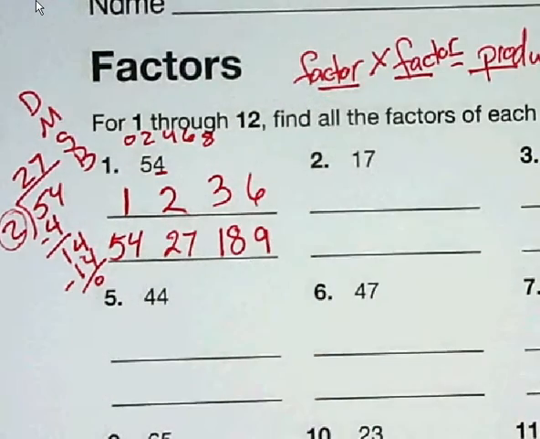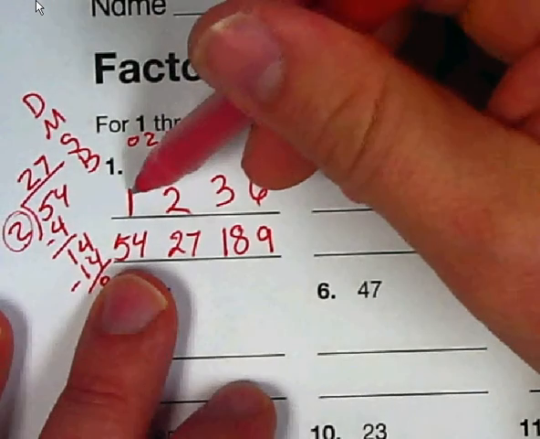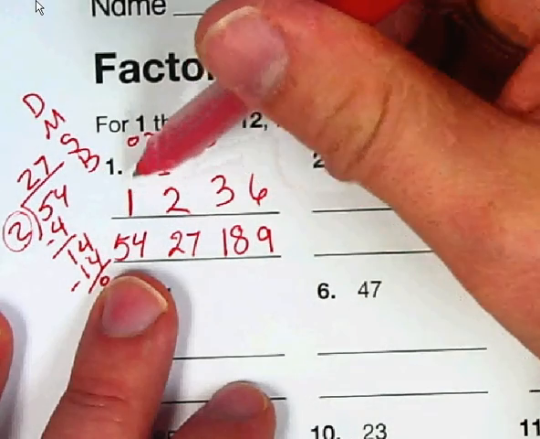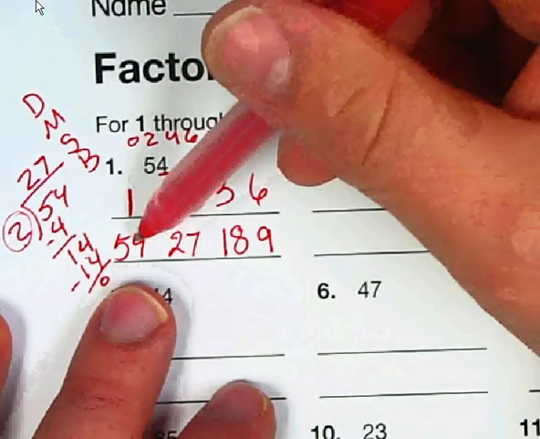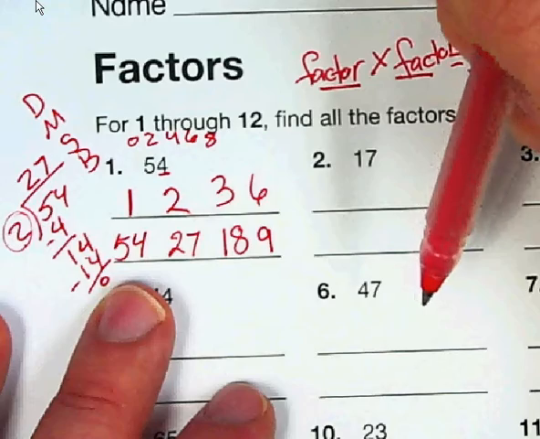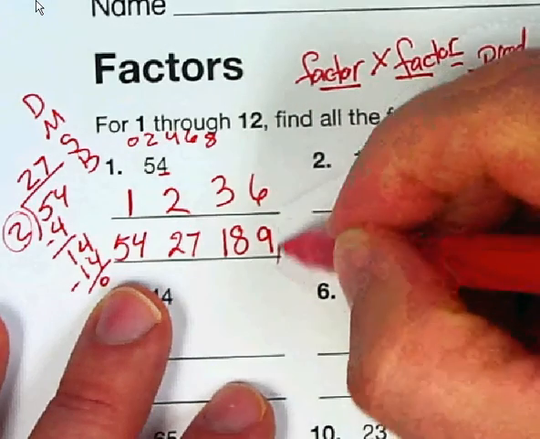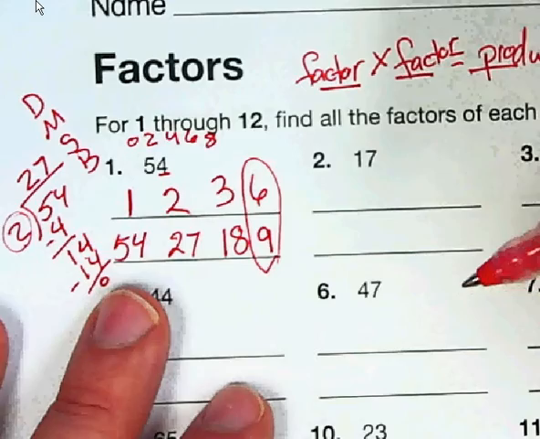Now here's the other rule when we're figuring out our factors. This top row, as you can see, the numbers are going up in sequence. So 1, 2, 3, 4. They're increasing in value. The bottom row, 54, 27, 18, 9, you can see they're decreasing in value. So the closer that these digits get to each other, you know that you're almost done finding all the factors.